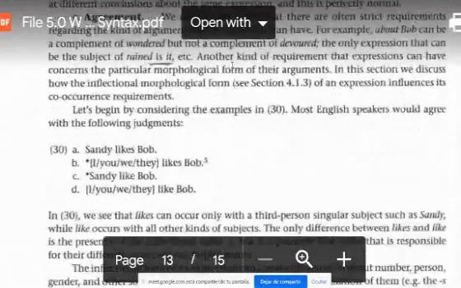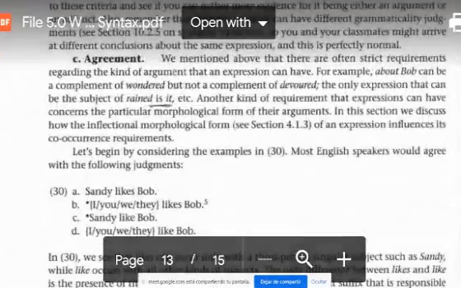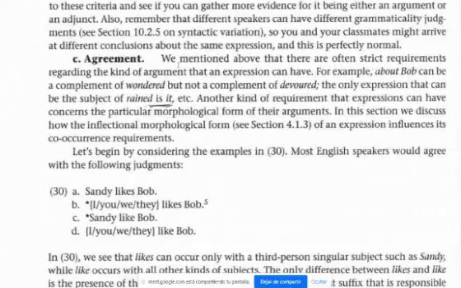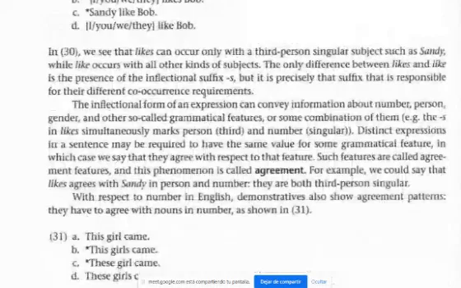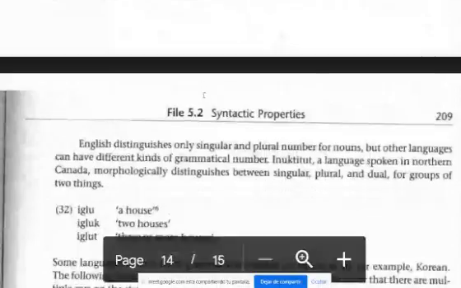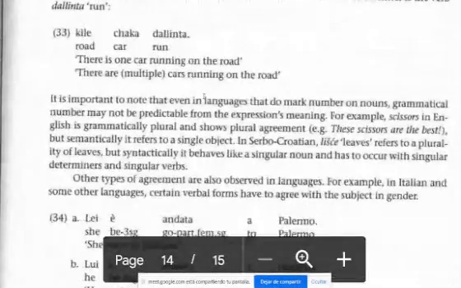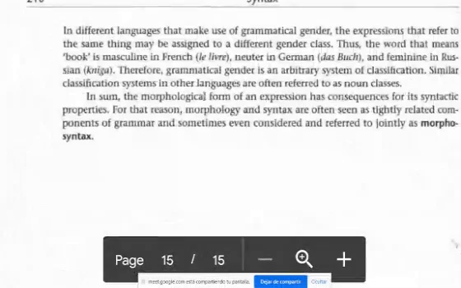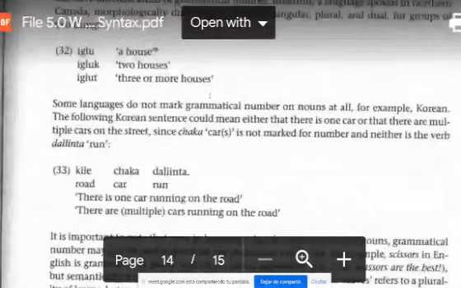Agreement. Well, agreement is another syntactic property and it is important. Let me see if we have agreement.